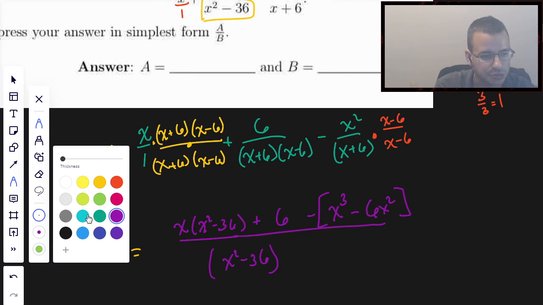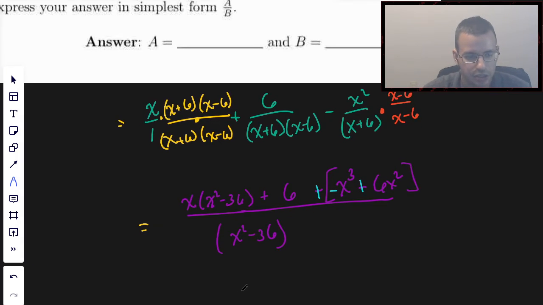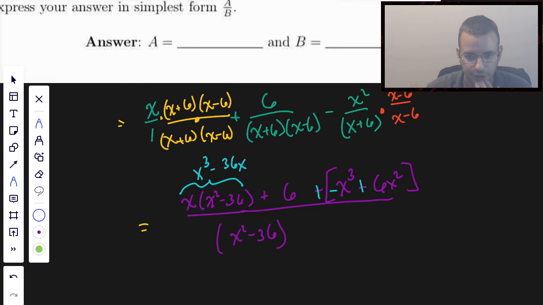Since it's all subtracted, we have to make sure to distribute the negative. So I distributed that negative to give us negative x cubed, plus 6x squared. Now I'm going to go over to this part and distribute quickly: x cubed minus 36x. I know I'm being a little fast and loose, a little cowboyish with my algebra. Hopefully you're able to follow it.